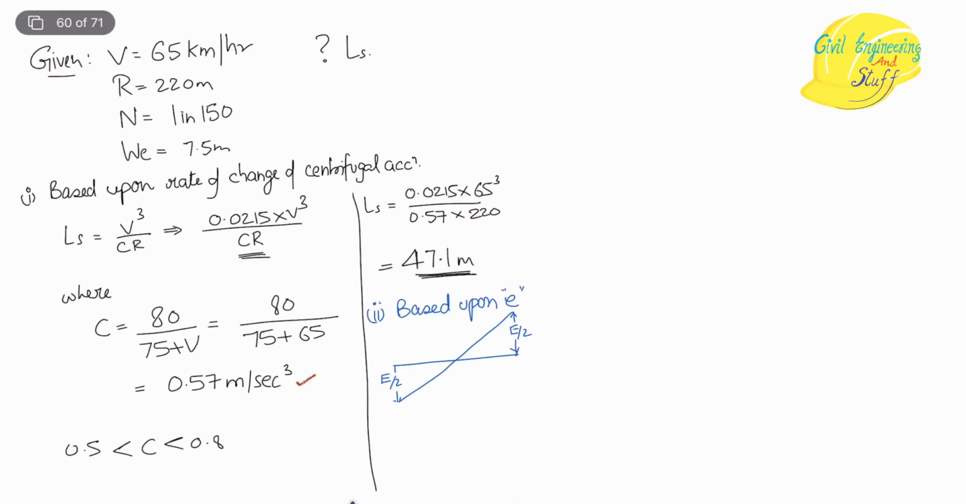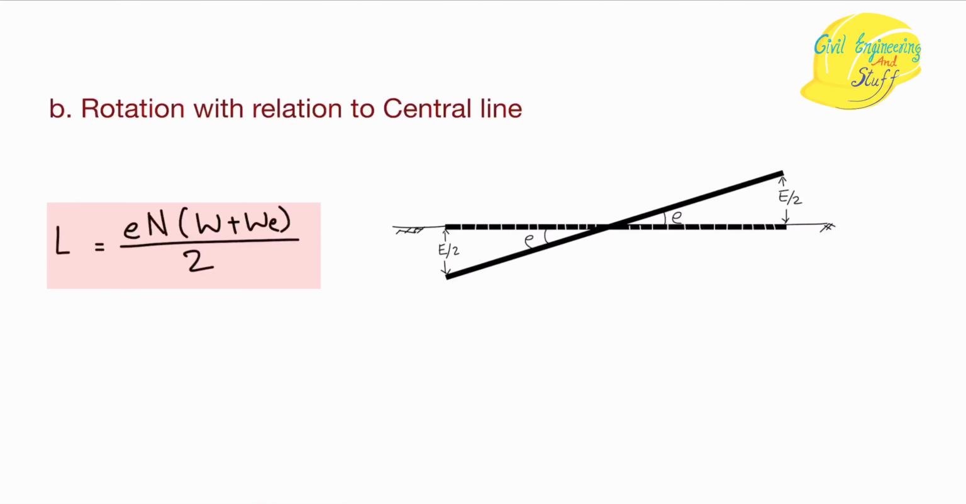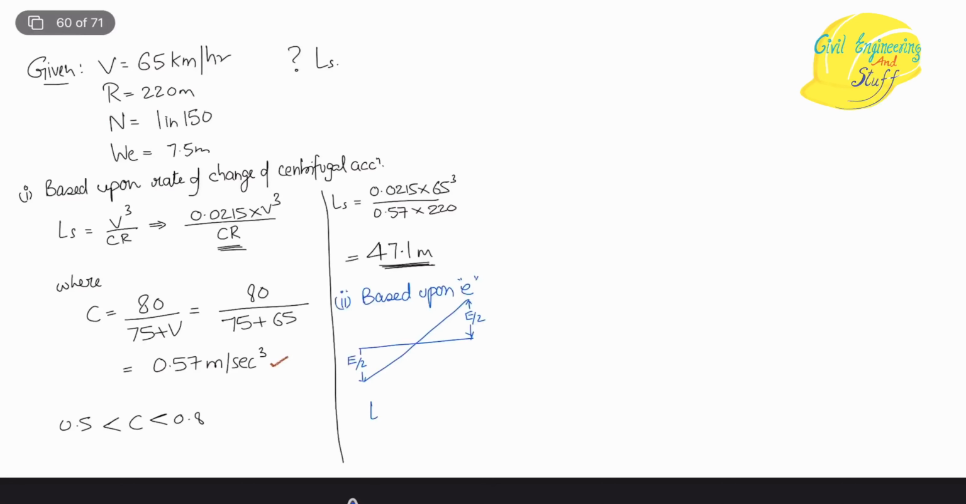So in this case the formula is E into N, W plus WE by 2. This is the formula. So length of the curve is E into N, W plus WE divided by 2. We have N is equal to 150, W plus WE, the overall pavement width including extra widening, is given as 7.5 meter. We don't have the value of super elevation. So first of all we need to find the value of super elevation.